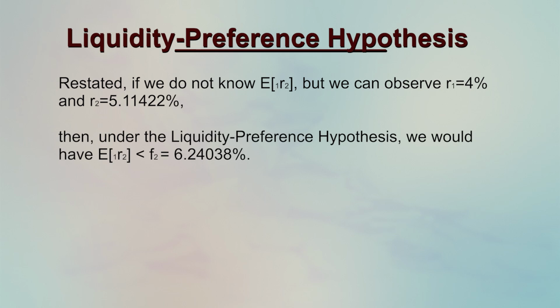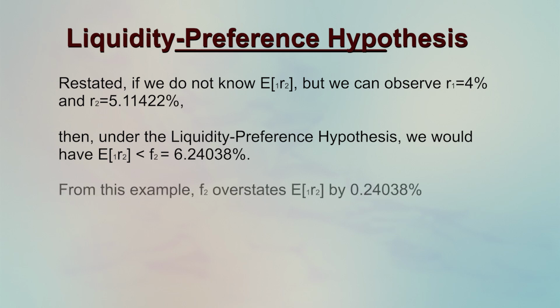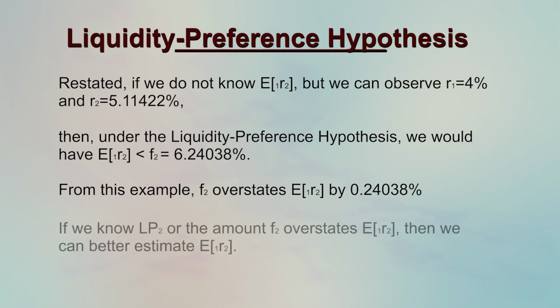So under the liquidity preference hypothesis, we observe that the expectation is less than F2, which is basically 5.11 less than 6. So F2 overstates. For example, any kind of future rate of interest is overstating the current rate of inflation, and that is how things are coming in. So if we know the liquidity preference of the second year, then the overestimation can be done, and thereby the overstatement can be easily done in case of the liquidity preference theory.